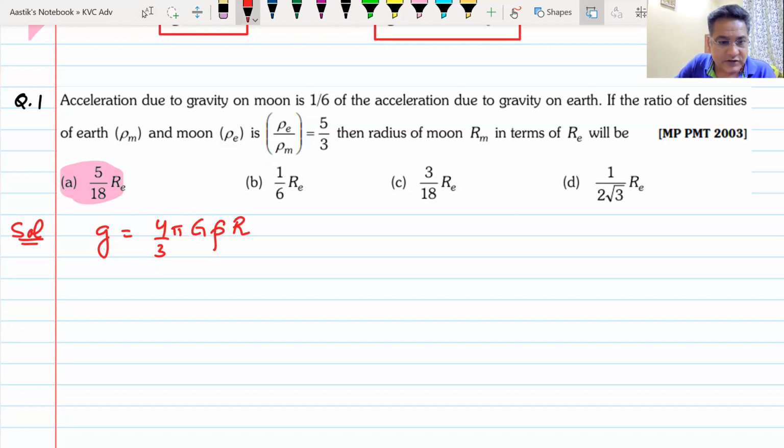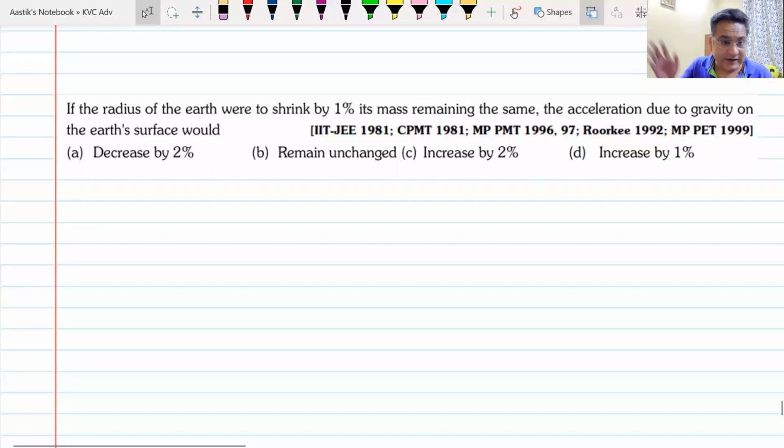Okay, this is the same question in a different way. Remember, these are the types of questions that have come in JEE. The faster you do, because I'll have to complete acceleration due to gravity today, the more questions I will do. Otherwise, I'll cut them short.